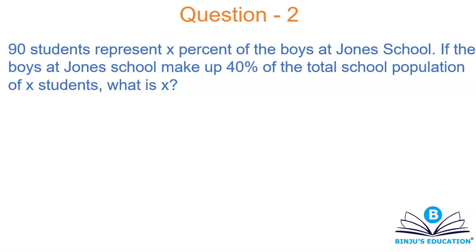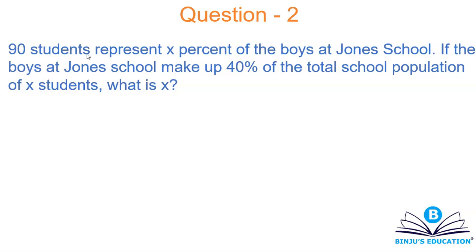All right, let's see. 90 students represent X percent of boys at Jones School. If the boys at Jones School make up 40% of the total population of X students, what is X? So let's go through this question again. It's sounding a bit confusing the first time. 90 students represent X percent of the boys at Jones School.